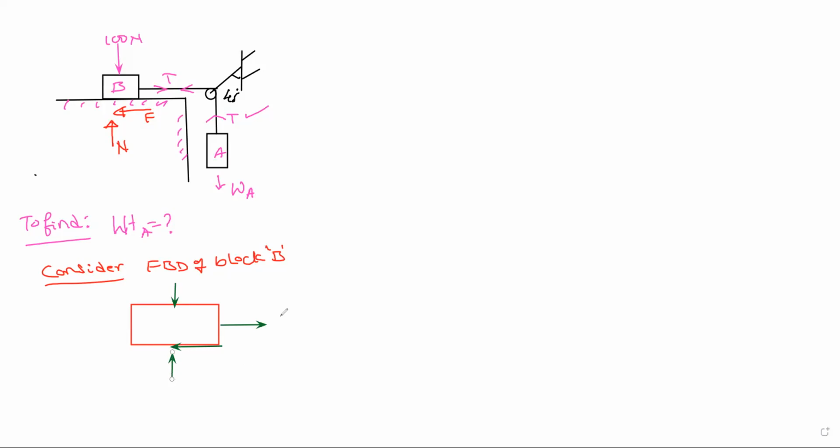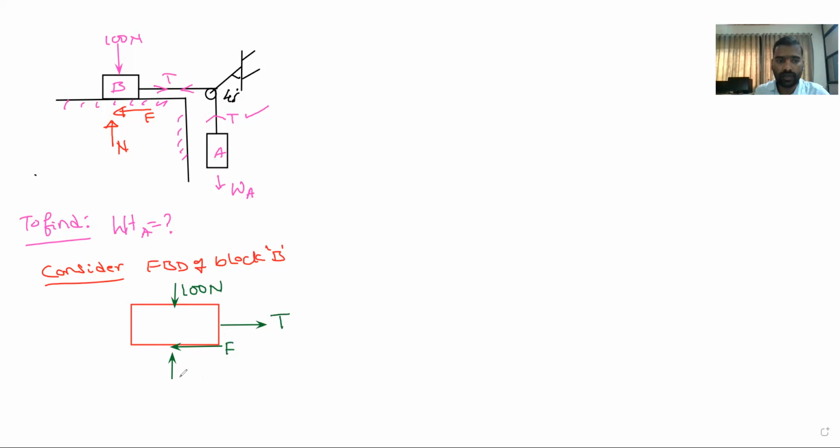Okay. So I will write this is tension T. This is the weight acting downward. How much is the weight? It is 100 Newton. And this is frictional force F. And this is upward reaction N. Okay. In order to find out the T, what should I know? I should know the value of F. Correct. In order to find out the value of F, what should I know?